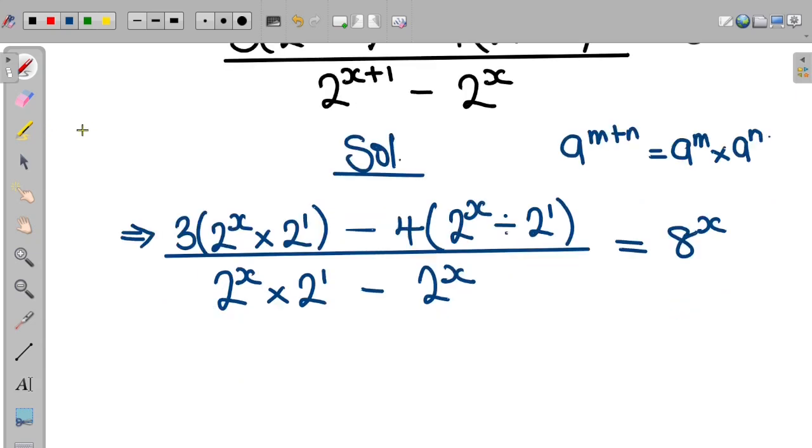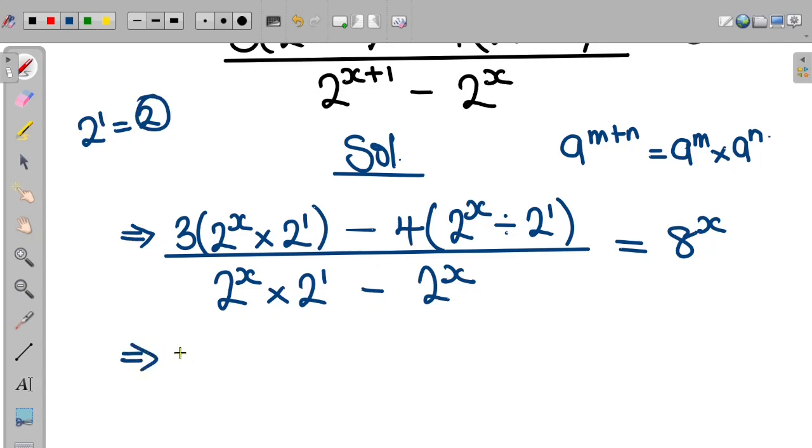Now, note that 2 to the power of 1 is equal to 2. So I place the 1 here for simplicity, but it's not needed. When you have 2 to the power of 1, just write 2. So at this point, we can simplify further.